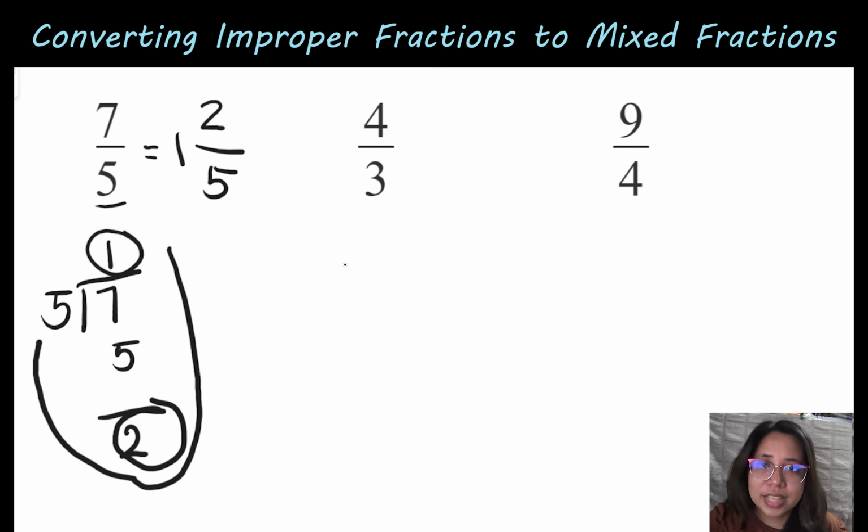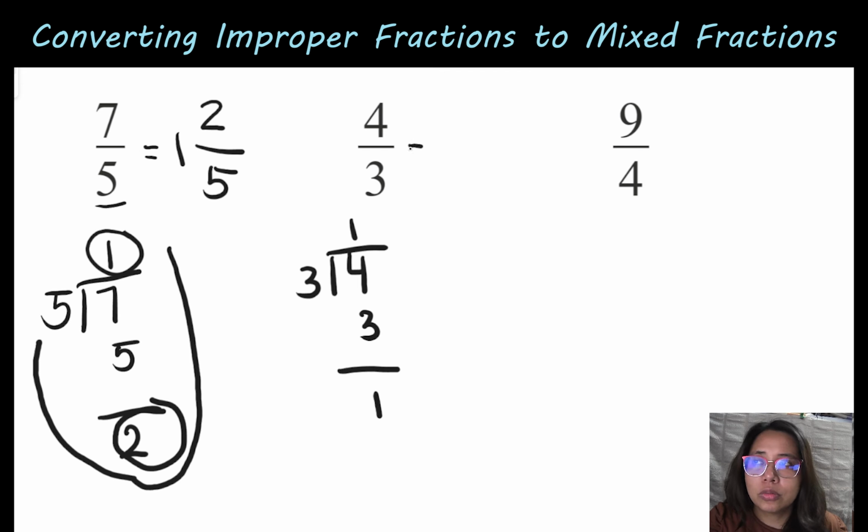Okay, so next example, we have 4 over 3. Okay, so ulit i-divide natin yung ating numerator sa ating denominator. So we have 4 divided by 3. So we have 4 divided by 3 is 1. 1 times 3 is 3. Okay, 4 minus 3 is 1.